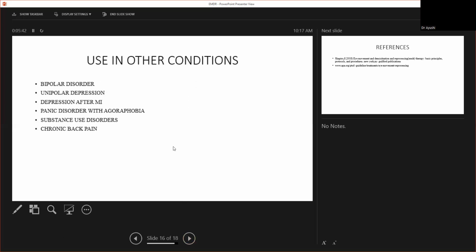It is also used in other conditions apart from PTSD, that is bipolar disorder, unipolar depression, depression after MI, panic disorder with agoraphobia, substance use disorder, and chronic back pain.